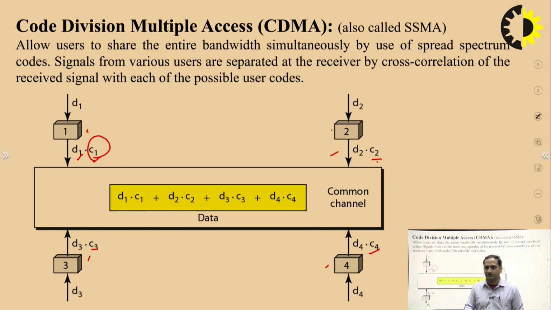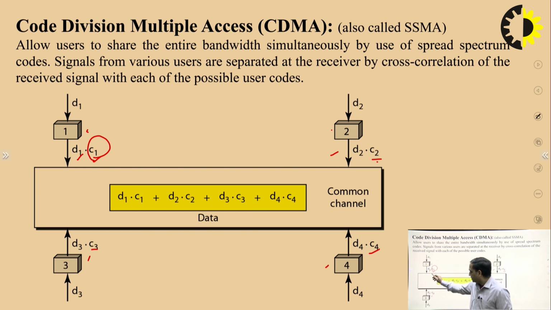In FDMA we used different subcarriers. In TDMA we are using different time slots. In the case of CDMA we have multiple different codes. There are some properties of the PN codes which we have already discussed: the balance property, run length property, and autocorrelation property. So these codes have to maintain all these properties, right?